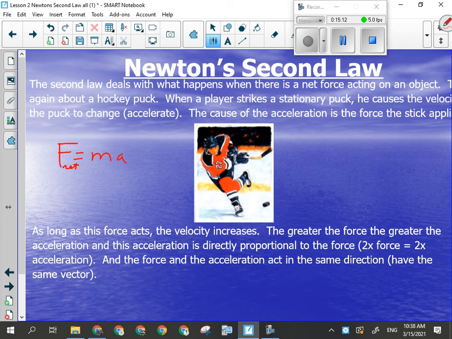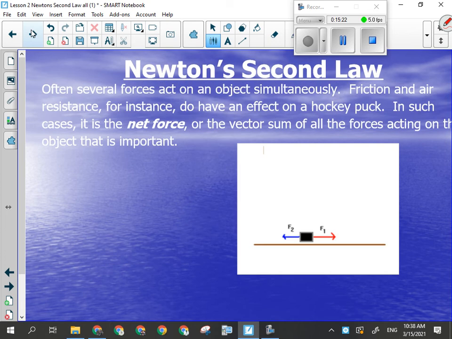If I suddenly double the mass, but don't change the force, my acceleration will be cut in half. Okay, so it's inversely related. Now, lots of forces can act on an object simultaneously: friction and air resistance. So friction against the surface, air resistance from the air. They have an effect on the hockey puck.